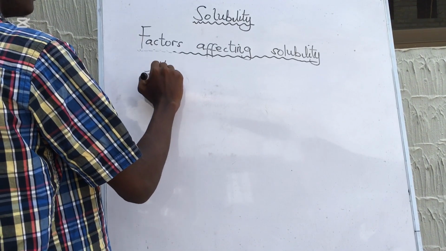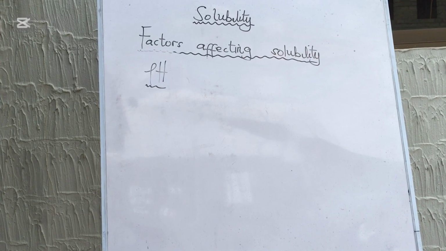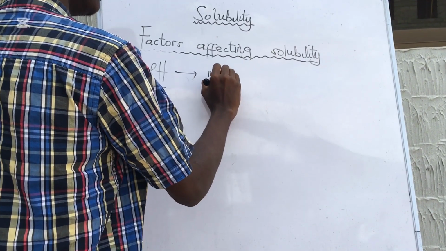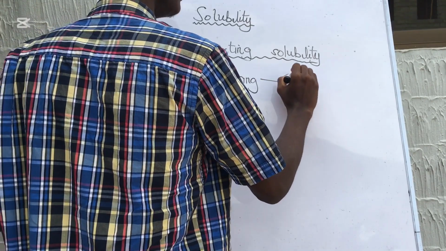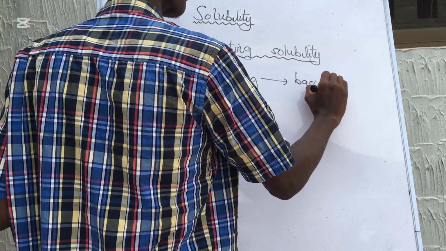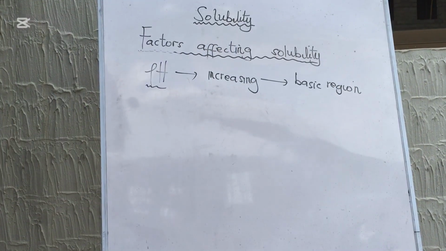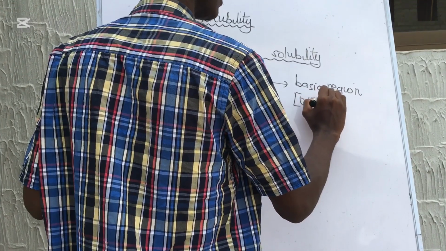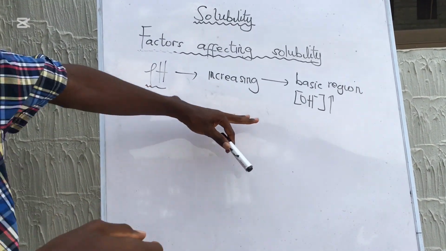Now, in terms of pH, the pH is the last thing that I'm going to discuss here. If you are increasing pH, what does it mean by increasing pH? It means you are approaching basicity, or the basic region. And if you are approaching the basic region, in terms of hydronium and hydroxide ions, you are increasing the OH minus. If you are increasing pH, you are increasing the OH minus.